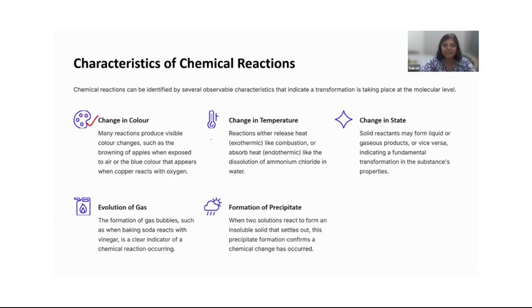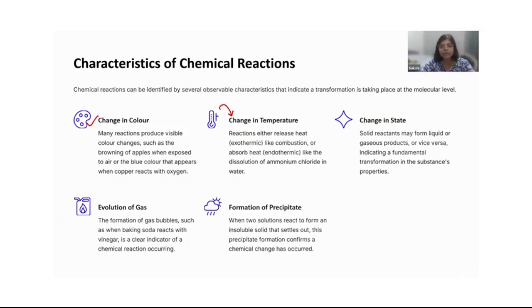Next is change in temperature, right? So the reactions proceed with change in temperature. So either heat is released or heat is absorbed. So the reactions in which heat is released, we call them exothermic reactions, right? For example, combustion, like burning of wood, it is an exothermic reaction, right? So many of you would have seen some reactions in your laboratory, or you will be doing these reactions with the help of your teacher. If we mix acid in water, right? So please don't do it yourself, but that reaction is also exothermic. The beaker becomes very hot.